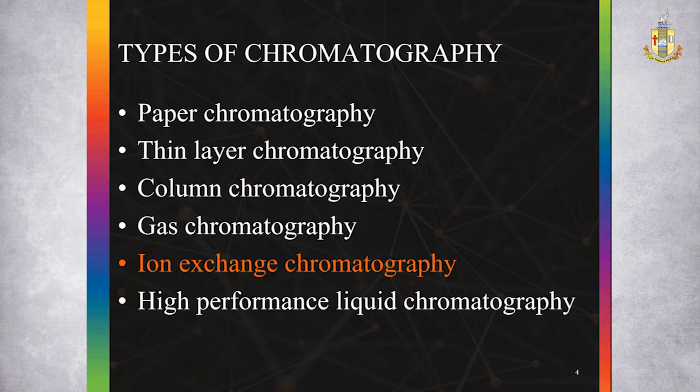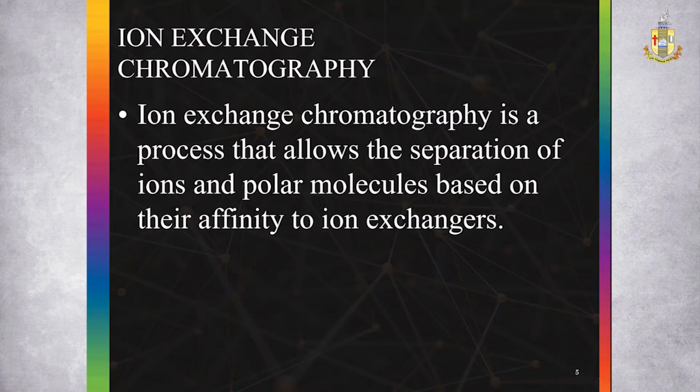Types of chromatography. There are 6 types of chromatography. They are paper chromatography, thin layer chromatography, column chromatography, gas chromatography, ion exchange chromatography, and high performance liquid chromatography. In this class, we are going to see ion exchange chromatography in brief.